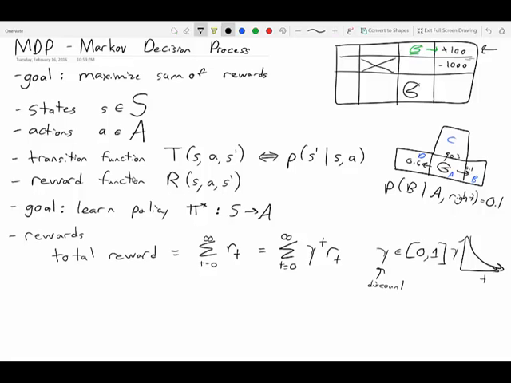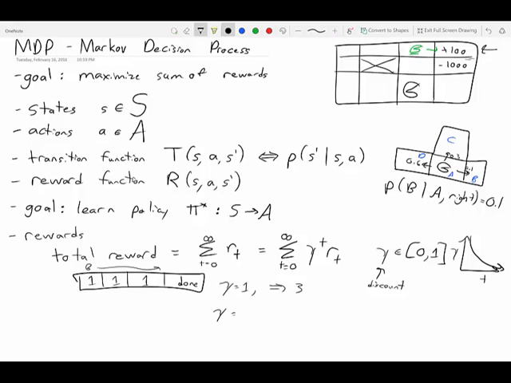Now, let's do an example to show why it's a discount. Let's say we have this simple environment, just kind of like a 1D grid world, and the agent starts here and goes to the right. At each time, it's getting 1 reward. Now let's say gamma is 1. Then the total reward is just the sum of all the rewards, so that'll be 3.